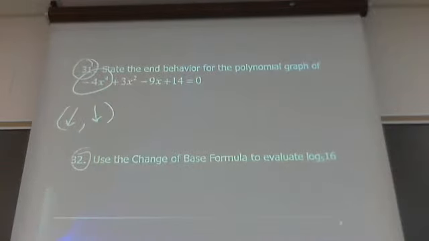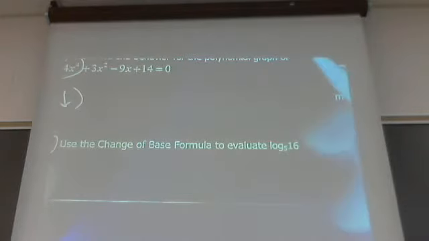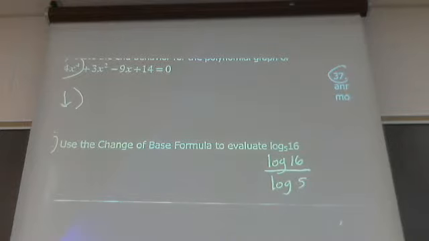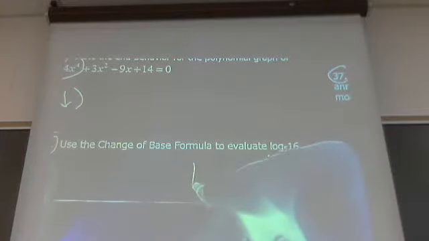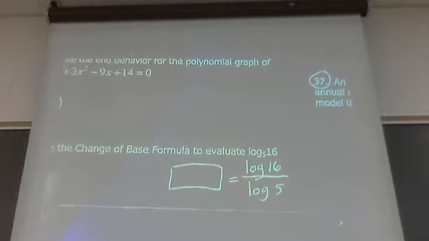Use the change of base formula to evaluate log base 5 of 16. Obviously you get to pick which base we're going to use. What base would you like? 10. 10 would be a good choice. So we want log of the argument over log 5, log of the old base. It's 5, right? Okay, that is true. You can divide that out to get 2.3.